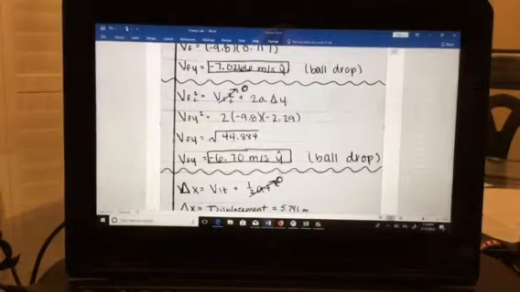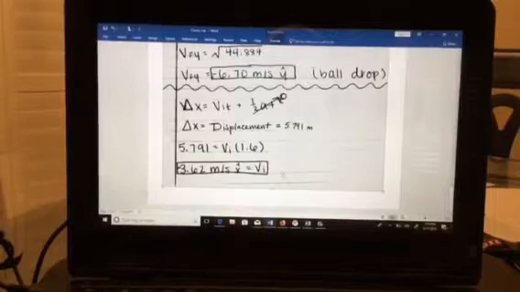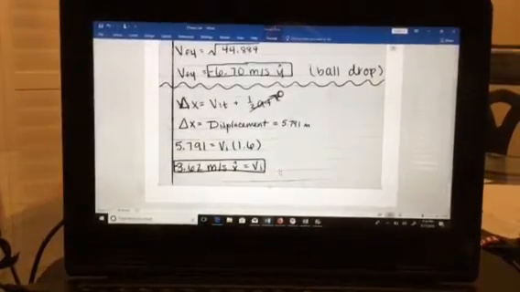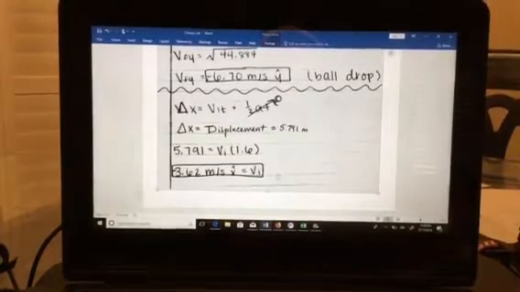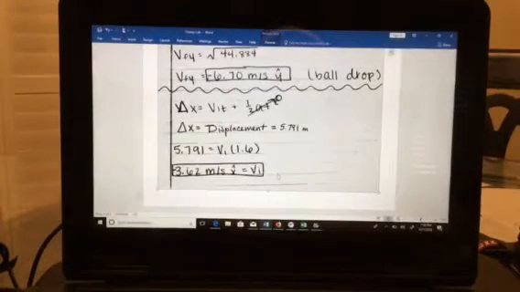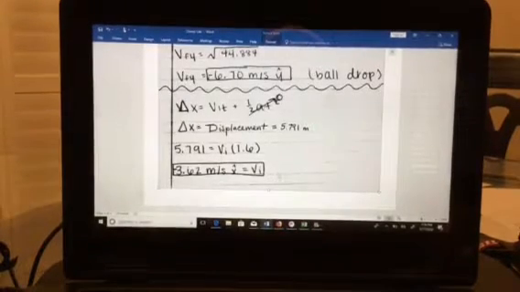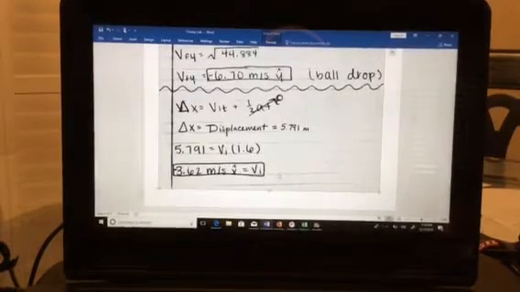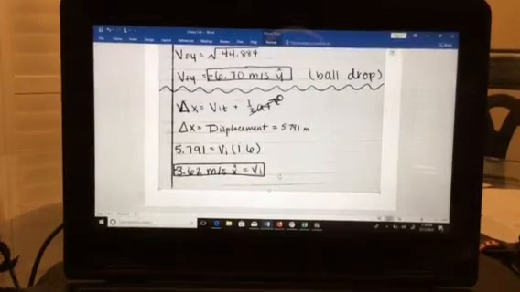The last equation we used for the horizontal jog, change in x equals vit plus 1/2 at squared, can be reduced because in this trial there was no acceleration in the horizontal direction, making it change in x equals vit. Using the known distance Chewy traveled since he did not change directions, change in x is 5.791 meters, and t from the graph is 1.6 seconds.